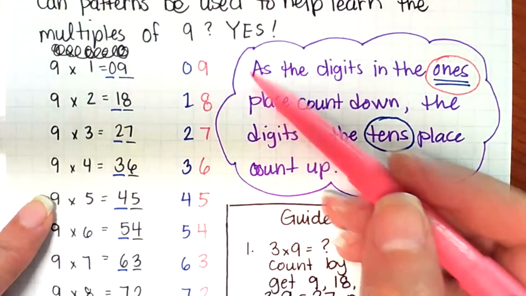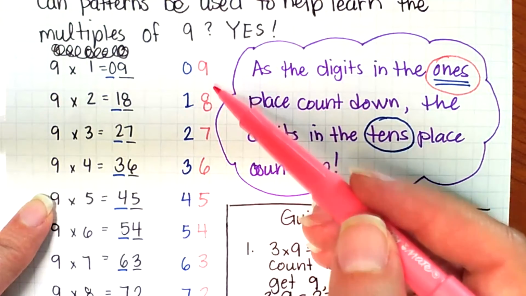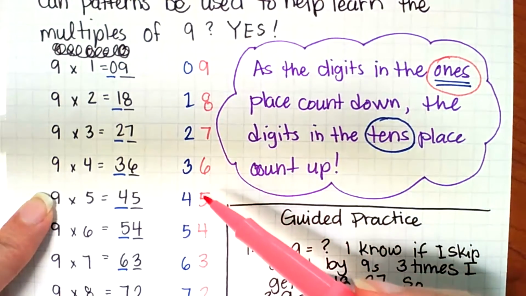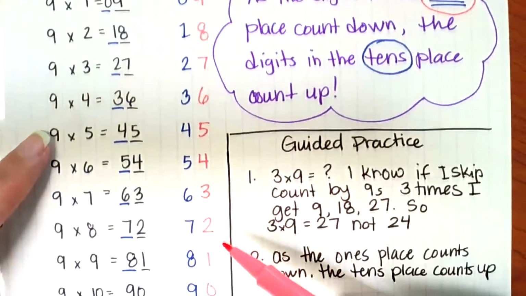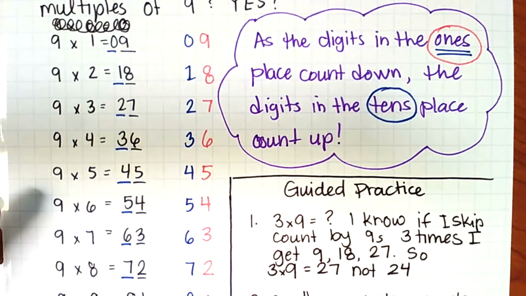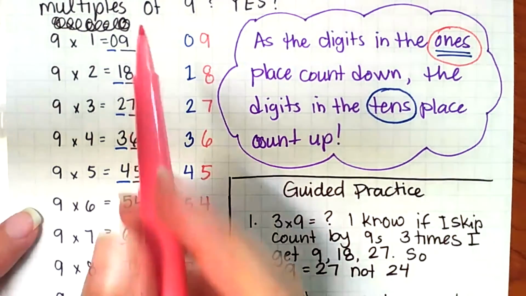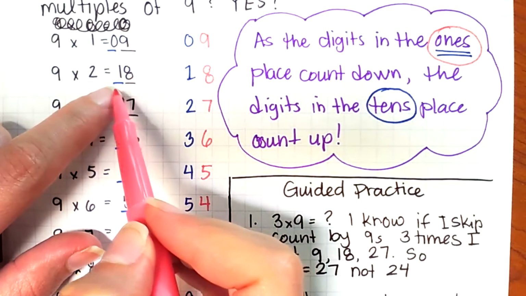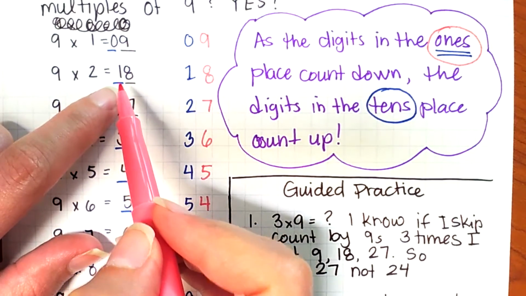My ones place started at 9 and it counted backwards. 9, 8, 7, 6, 5, 4, 3, 2, 1, 0. So 9 times 1 is 9. 9 times 2 is 18. So we took 1 from here and we put it over here, basically.